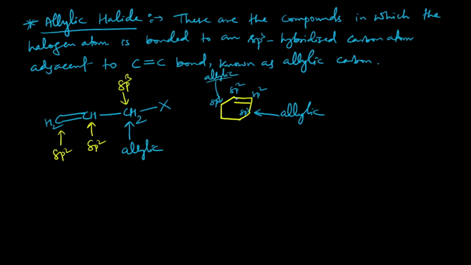See, next to sp2, like this double bond, the carbon where the sp3 hybridized carbon is present, we call this the allylic position. Now suppose you are adding a halogen here, it will be an allylic halide. You can attach a halogen over here also, and that is also called an allylic halide. But the thing is, it should be sp3 and it should be next to the double bond, right?